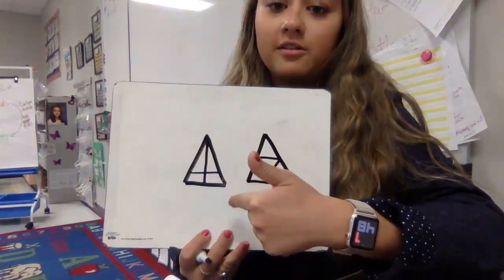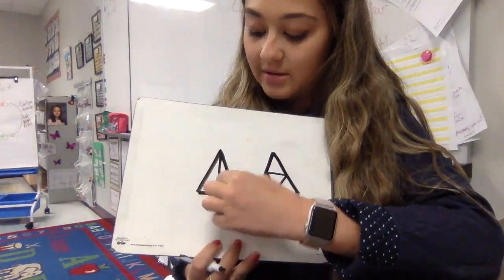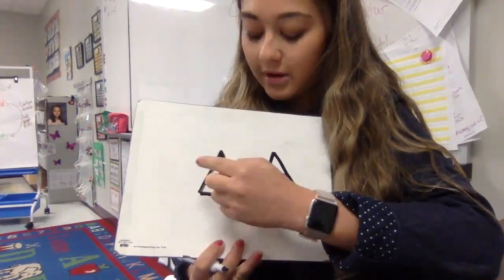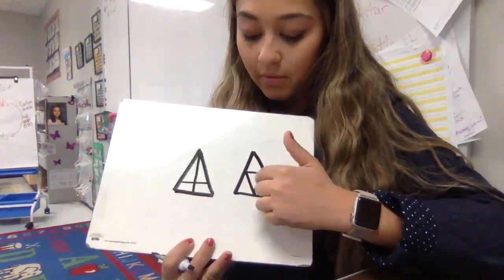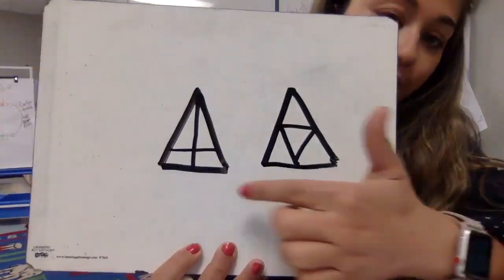This triangle is not split up into fourths because this right here does not equal this. That is not a fourth, okay? These are equal fourths. These show an example of fourths. This does not.